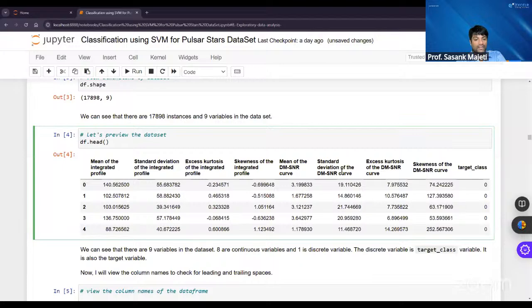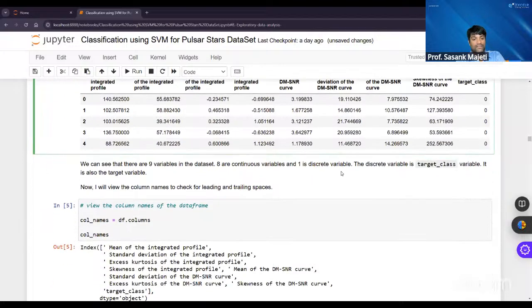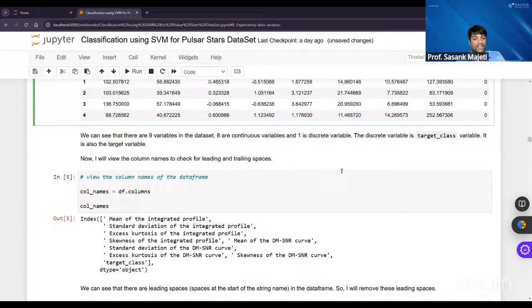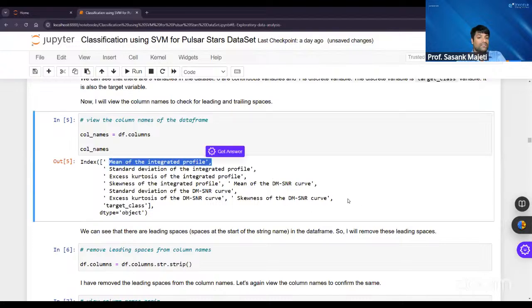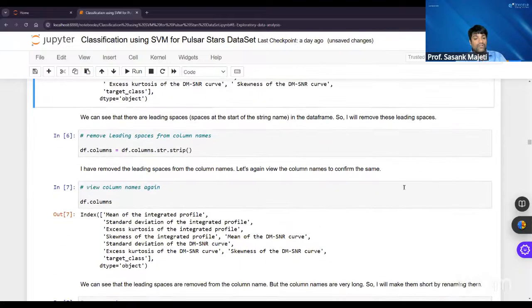And now after that, let us go to the next part where we try to identify what the column names are. So whatever name is in the data set is mentioned as the column names. So the mean of the integrated profile, standard deviation, and all those things. Whatever column names are there, we are actually giving that.